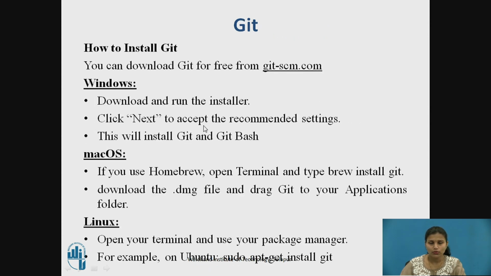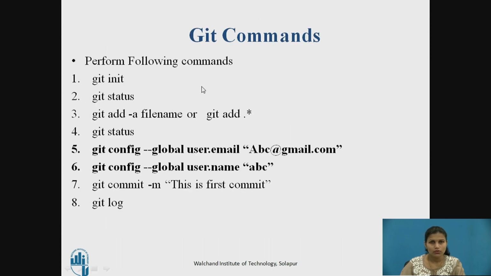Now, to add the code into the local repository, firstly we need to install Git Bash on your local machine. For that you can go through this website, git-scm.com. For Windows, Mac operating system and Linux, each one has some different steps that you have to follow for the installation of Git on your local machine. These are the commands that we have to execute practically, and we will see how to add files into the local repository by using Git Bash. Let's see all these commands practically.